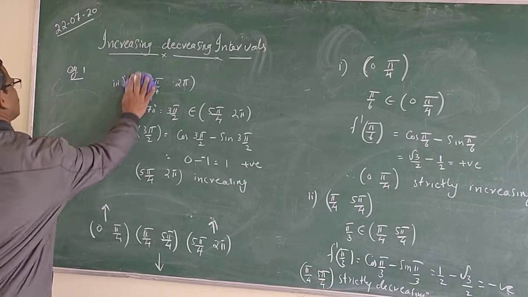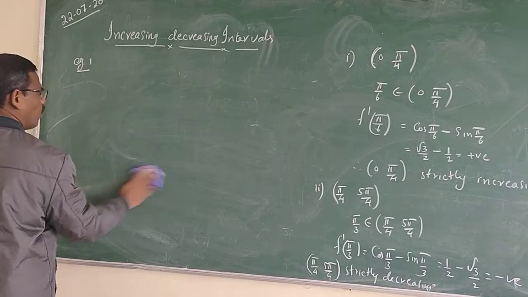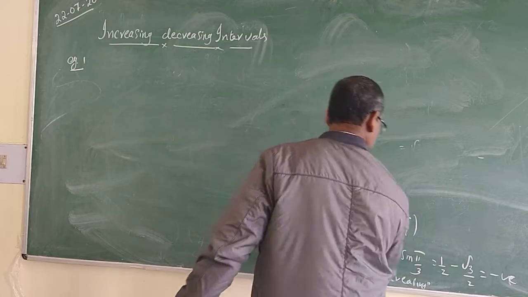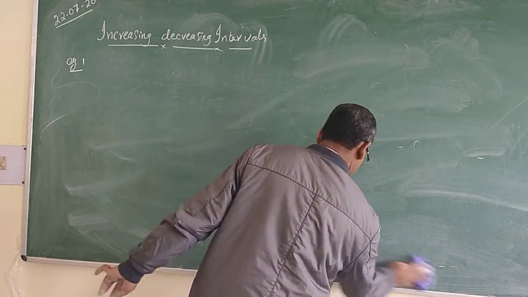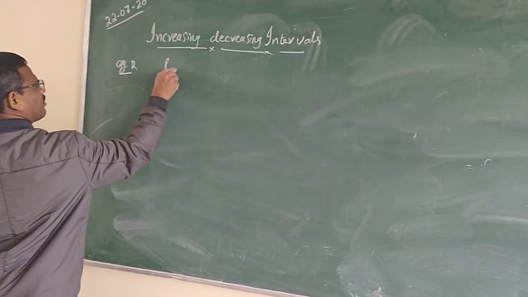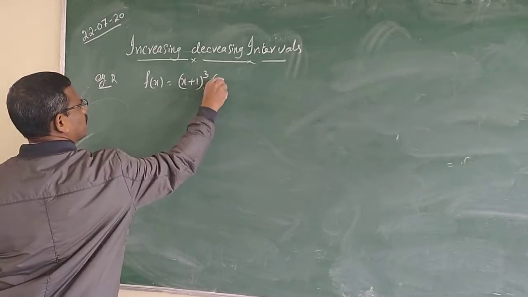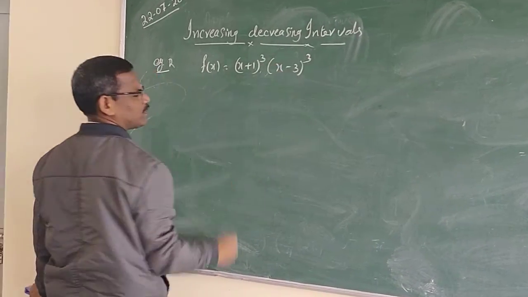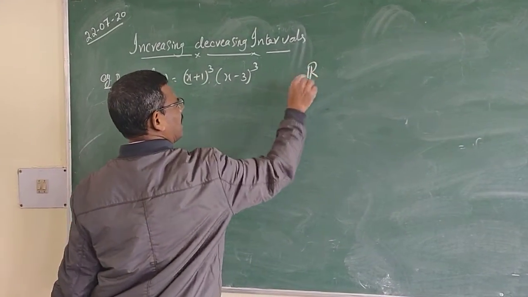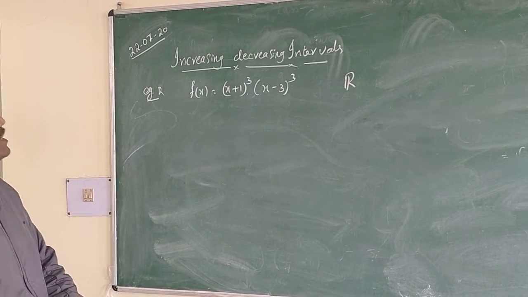I will work out one more question, which was given as yesterday's homework also. I think some of you were saying that you could not do it, so let me work out that one today. You are given f of x equal to x plus 1 whole cube times x minus 3 whole cube. It is a real function, that means the domain is R. We want to find the increasing interval and decreasing interval.